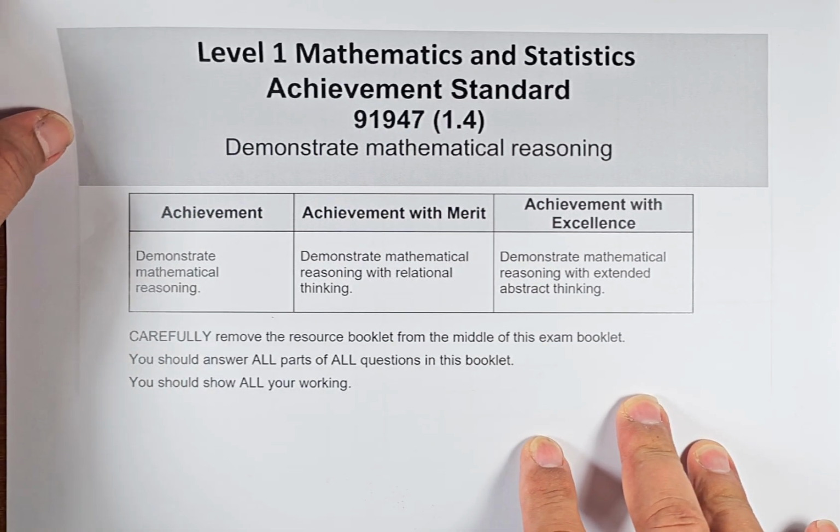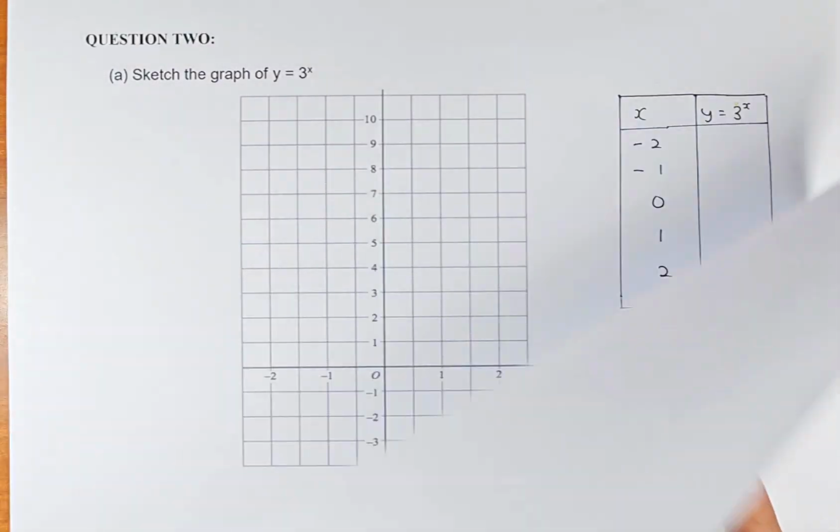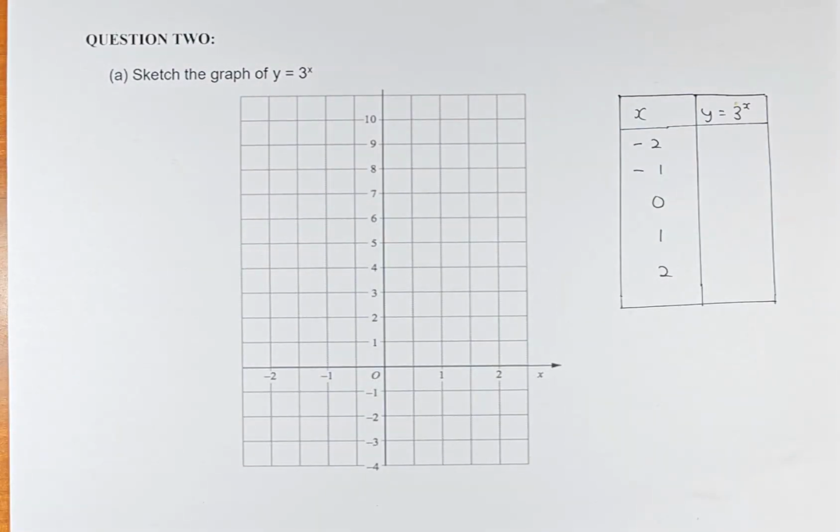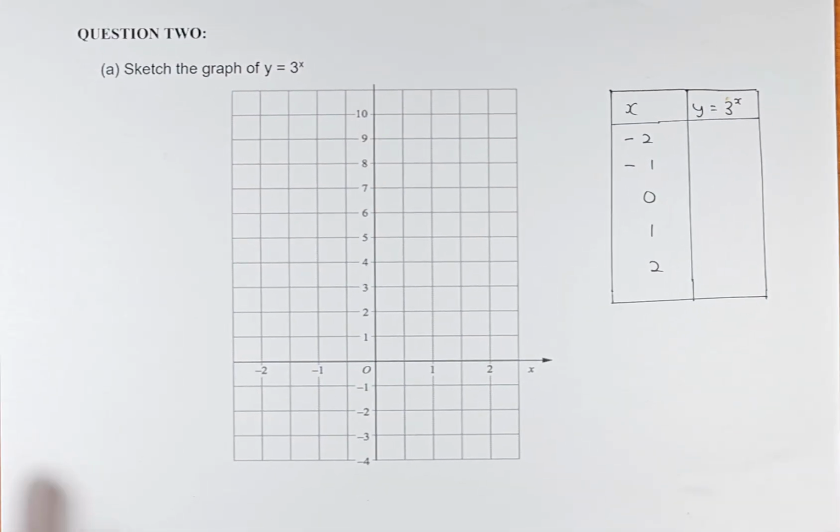Question 2A is an achieved question. It's drawing a graph. So if you have a graphic calculator, it's a lot easier. But if you don't have one, don't worry. We shall do the manual way today. Okay. So they say sketch the graph of y equals 3^x.